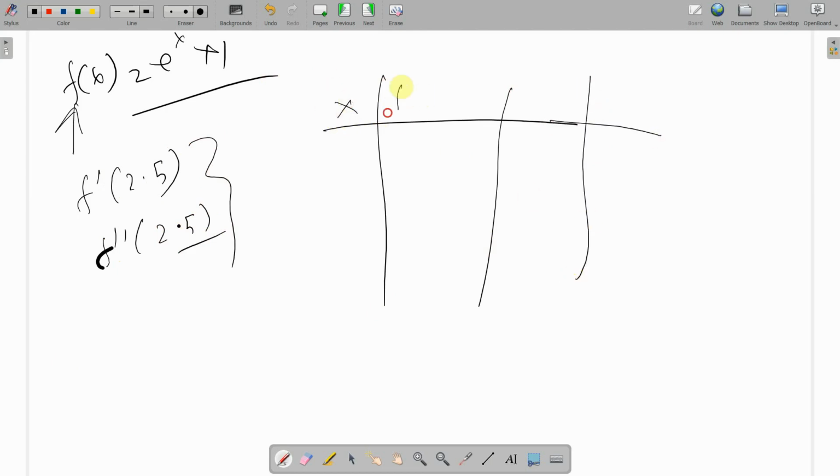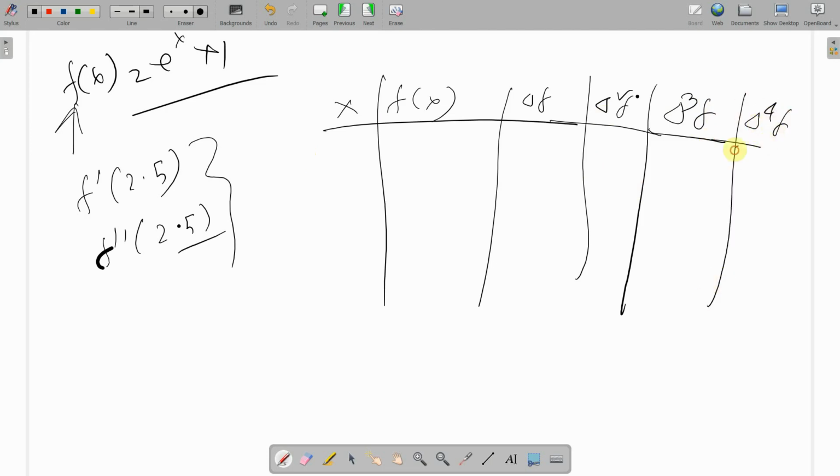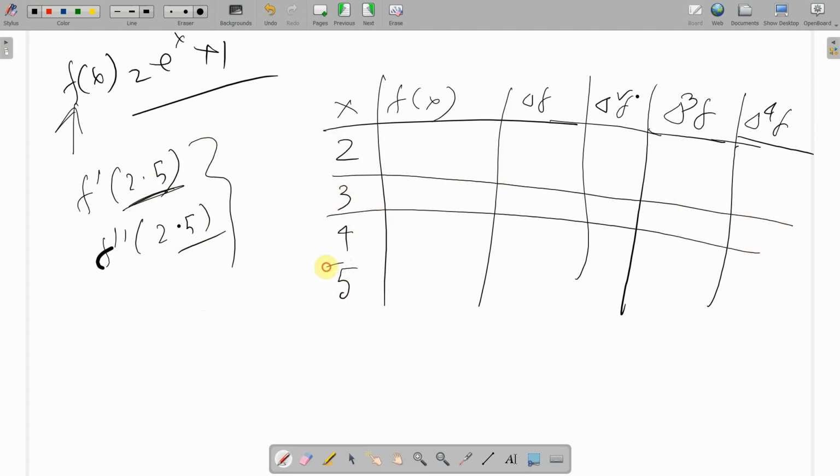this is x, this is f(x), okay, this is delta f, this is delta square f, and this will be delta cube f, suppose, and this is delta to the power 4 f. Then what I will do, I'll start with 0, or as they were asking for 2.5, I'll start with simply 2, 3, 4, 5. Now put this value in your scientific calculator and tell me what will be the f(x).